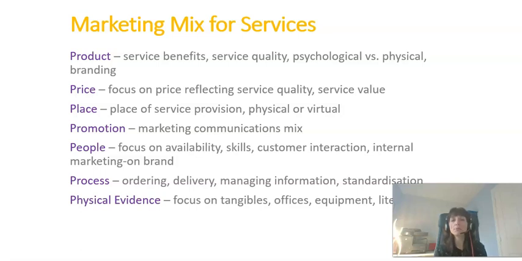So it really broadens our perspective by considering the people, the process, and the physical evidence, and gives us a much broader perspective on the marketing decisions we should make if we've got a service element or if we are a pure service.